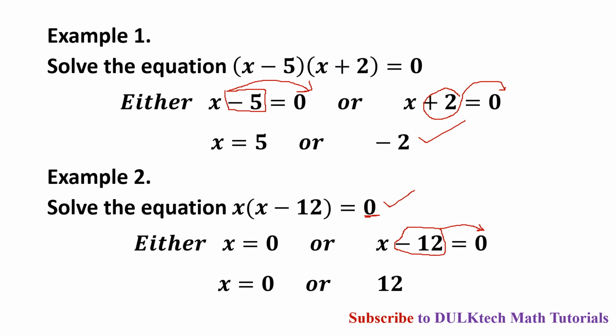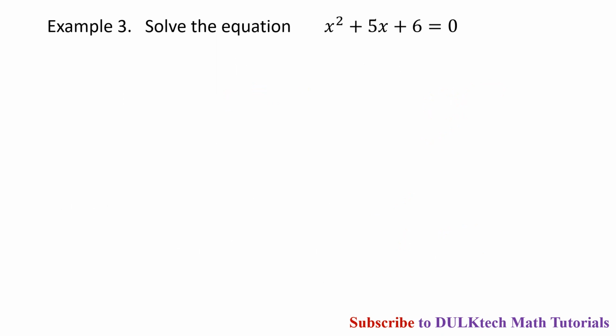Right, let's move on to an advanced question. In this case, this one is in expanded form. This left hand side is in expanded form. So we have to factorize this one first, so that we can equate the factors to 0. So I will take you through the process of factorizing the quadratic expression.